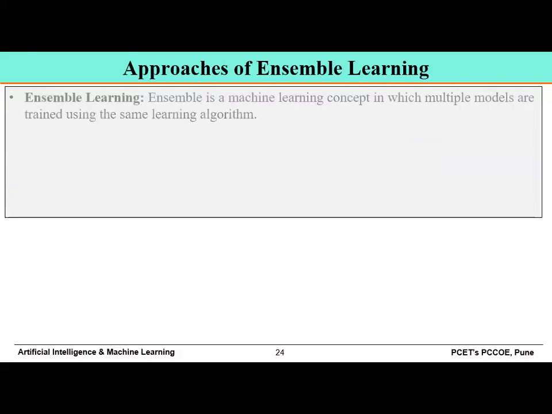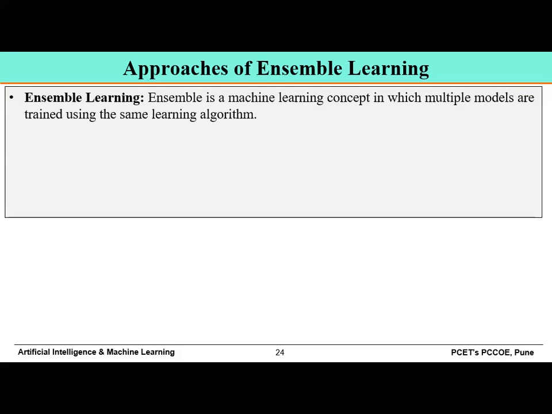Okay. So the formal definition of ensemble learning is: ensemble is a machine learning concept in which multiple models are trained using the same learning algorithm. So you are collecting information from different sets of people. For each set of people, you will receive some information. Whatever information processing happens, that will be an individual model.